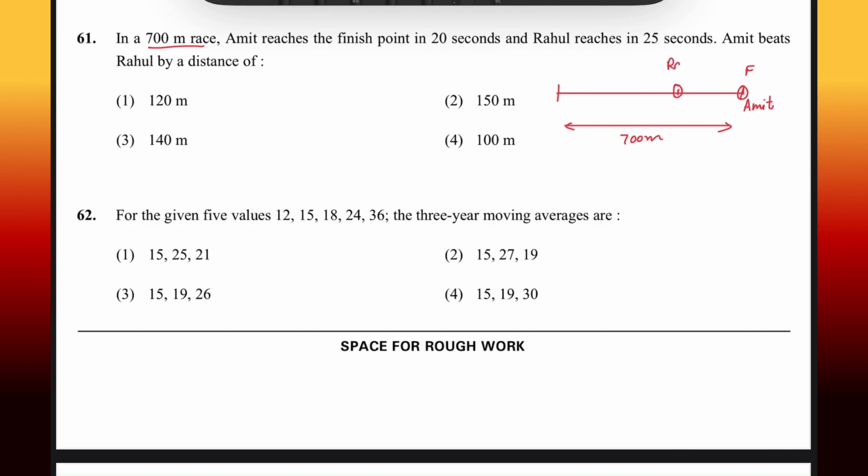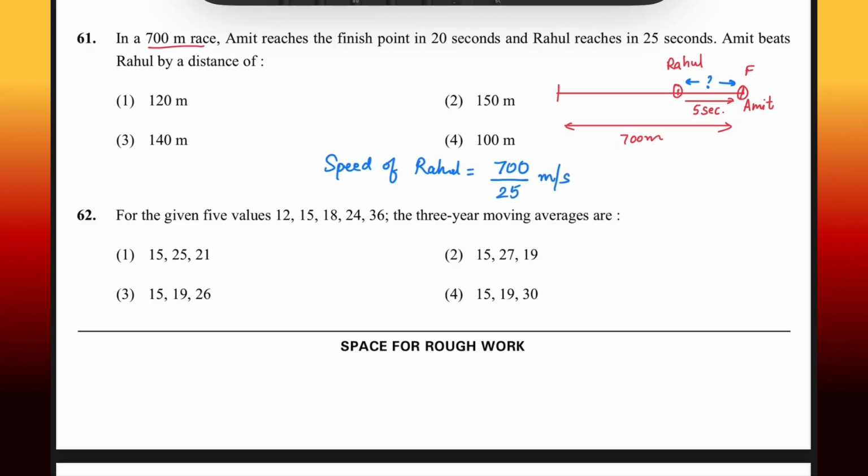So Rahul is far behind. Rahul is here and it takes Rahul 5 more seconds, right? Because the time difference is 5 seconds. So it takes Rahul 5 more seconds to reach the finishing line. Amit beats Rahul by a distance. So we need to find the distance between Rahul and the finishing line. Let's find the distance. What is the speed of Rahul? Rahul's speed is distance upon time. Distance is 700 meters. Rahul takes 25 seconds.